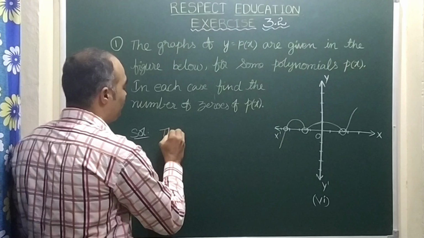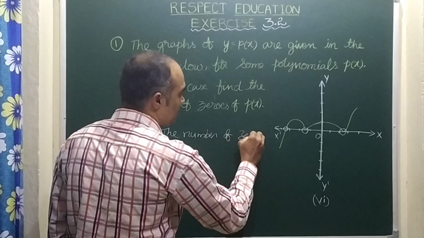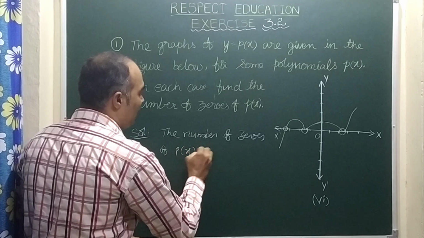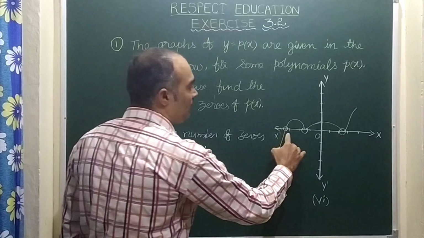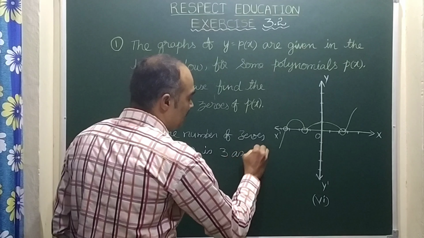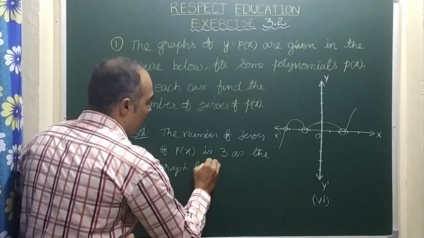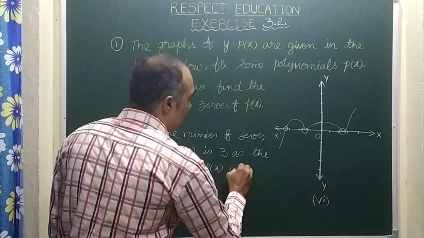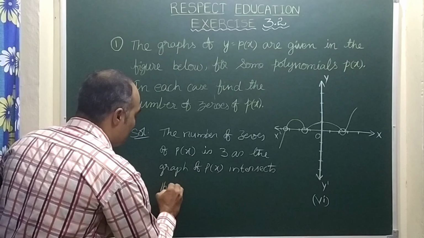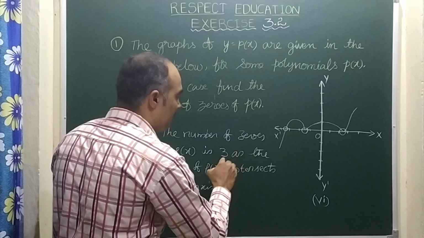The number of zeros of p of x is, see here, 1, 2, 3. So the number of zeros is 3, as the graph of p of x intersects the x-axis at 3 points.